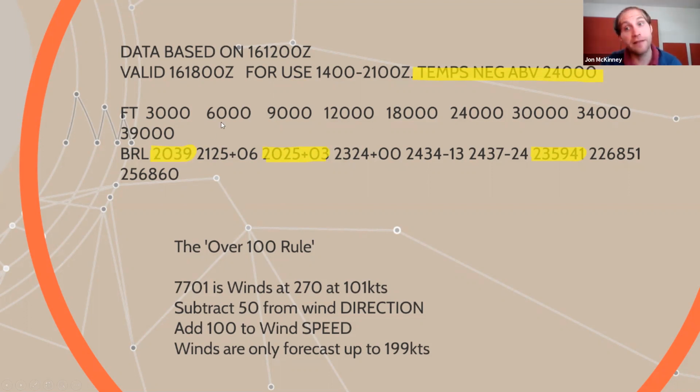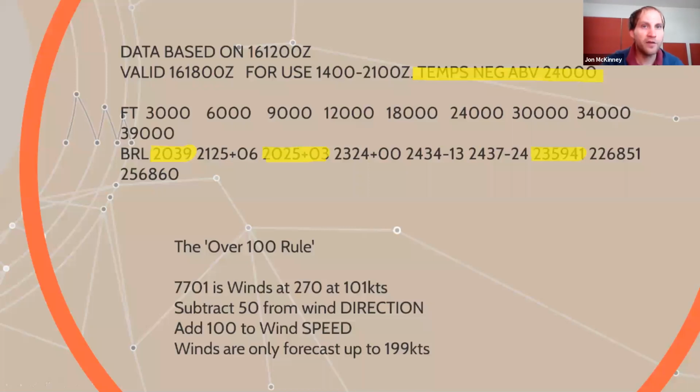At 6,000 feet MSL, we expect the winds to be 210 true, 25 knots, plus 6. That'd be the temperature, Celsius. Over here at 9,000 feet MSL, we anticipate the winds to be 200, 25 knots, and then positive 3, Celsius. And then here's the over 100 rule, which is kind of where we left off last time, but it seems like we're getting a good review today anyway. If you have winds over 100 knots, that requires 3 digits, and these weather products only allow 2 digits for the wind speed information.